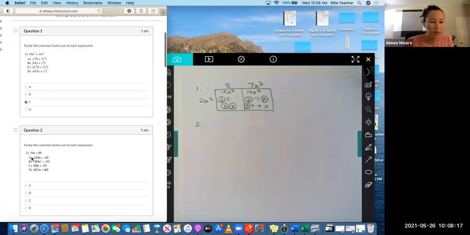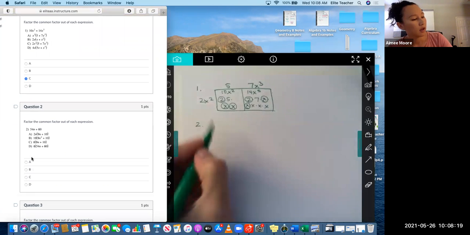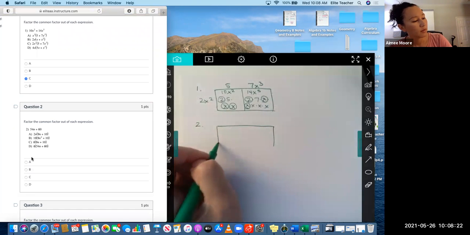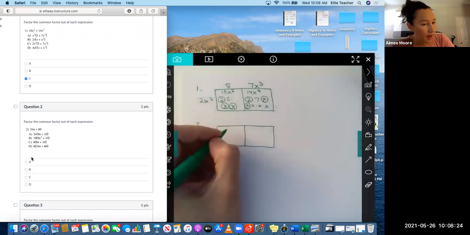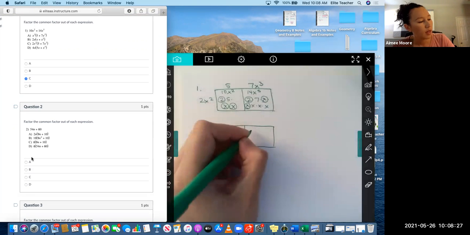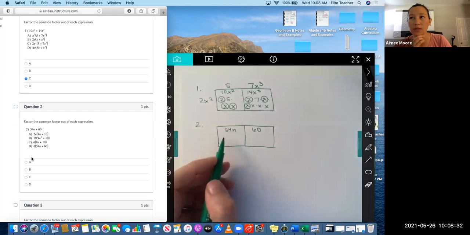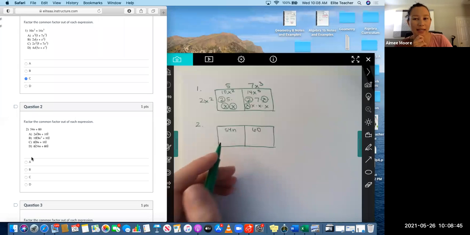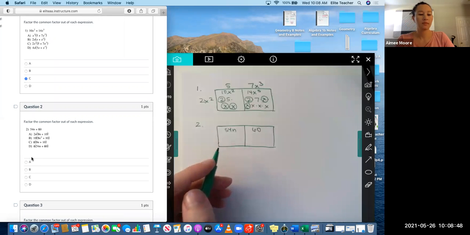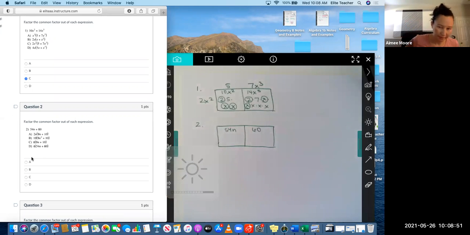Okay, number 2, we're going to also factor out the common factor. We have our 2 boxes. And then we have 54n plus 60. So can someone tell me how I would expand 54? What multiplies to give us 54? Any volunteers? You can look at the answer choices. It kind of tells you. How do we expand 54 and 60?